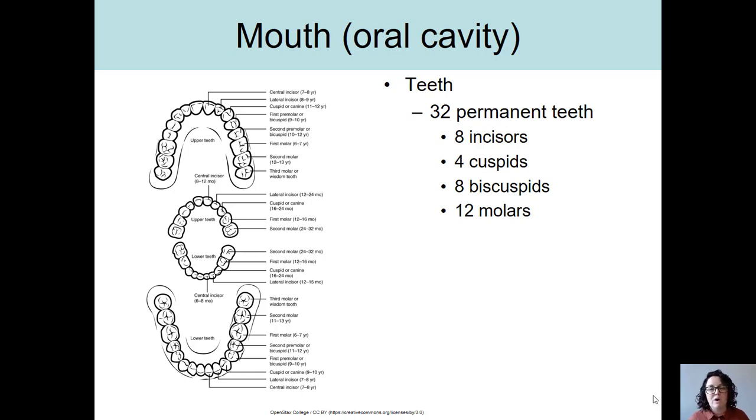Behind those are where we find our flat surfaced teeth that are used for grinding, mostly grinding plant products, which are the bicuspids and the molars. So we use our bicuspids and molars to grind down usually plant products, right? What's kind of interesting is when we look at the human teeth, we can tell that we're omnivores. You can tell that we eat both meat and plant products.